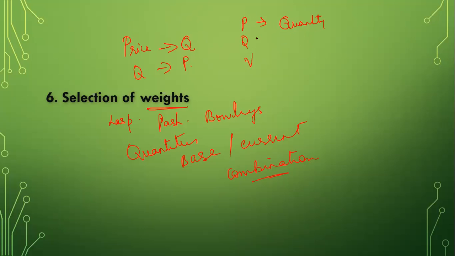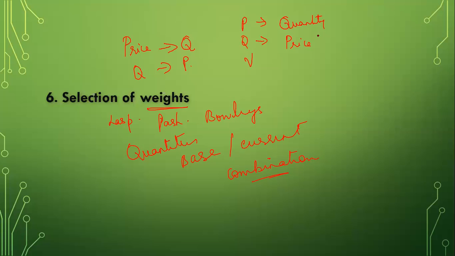So each product's quantity will be considered as its weight. When you calculate the quantity index number, we consider price as the weight for quantity. So you should know when we say price index number, what is the weight that we have to assign for it, that is the quantity. When we say quantity index number, what is the weight that is to be assigned for it, that is nothing but the price. That is the selection of weights.